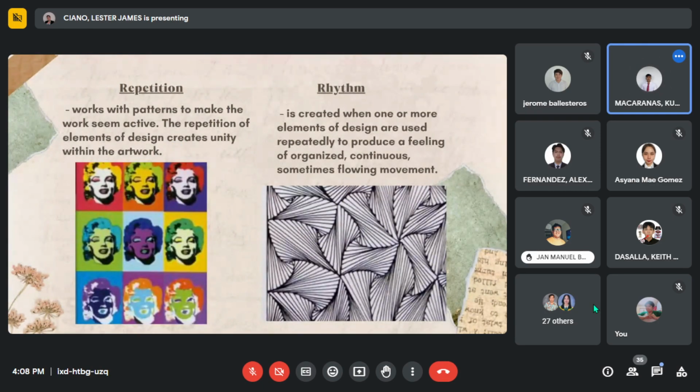Repetition. Repetition works with patterns to make the work seem active. The repetition of elements of design creates unity within the artwork. So, dito sa repetition, it refers to the use of recurring visual elements within the composition. By using repetition, it can enhance the overall aesthetic and communication of the design.